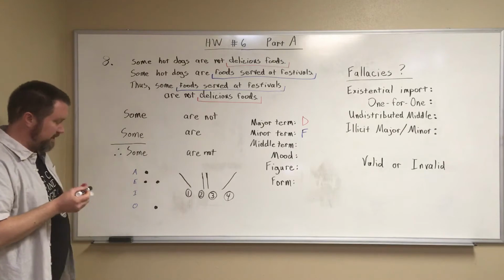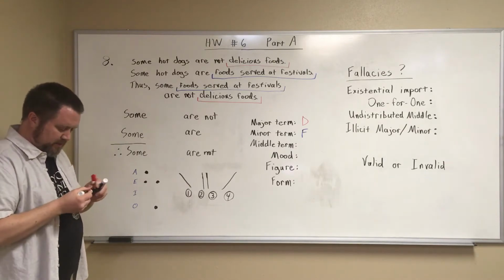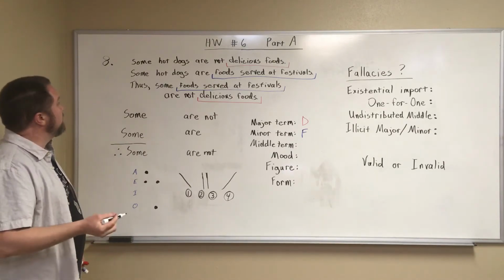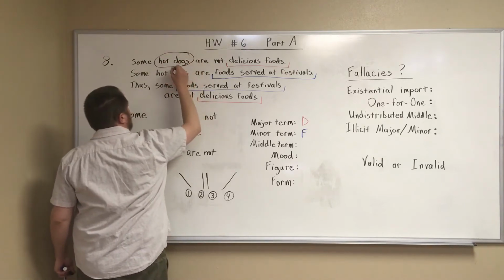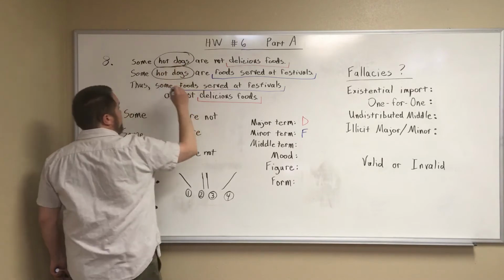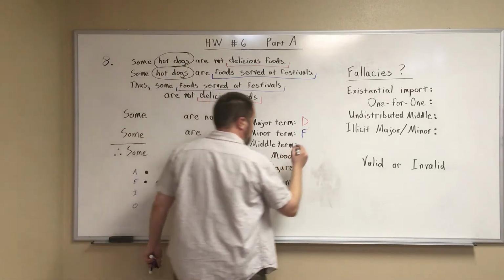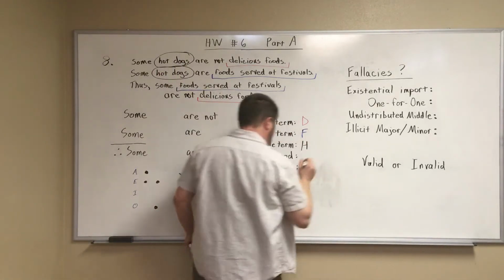And then let's identify the middle term. The middle term is the other term that's used in both of the premises. In our case, that's hot dogs. Used in both, not used in the conclusion. So we're going to abbreviate that with an H for the middle term.